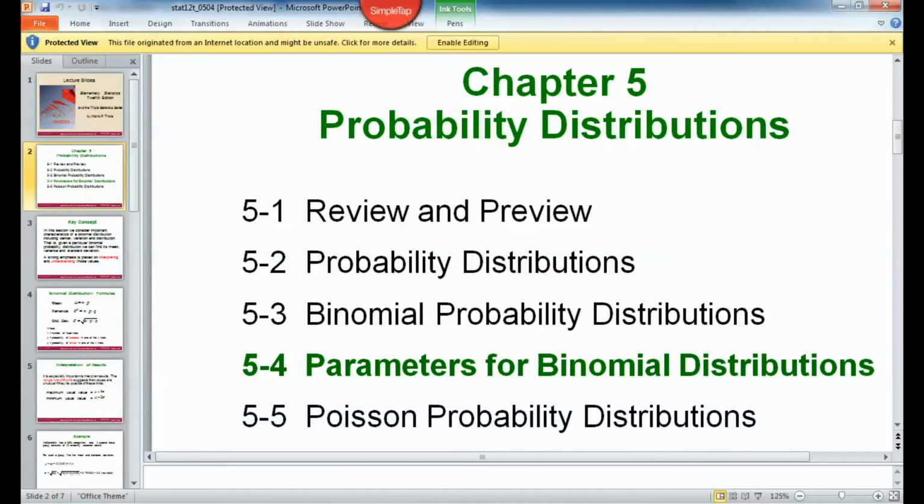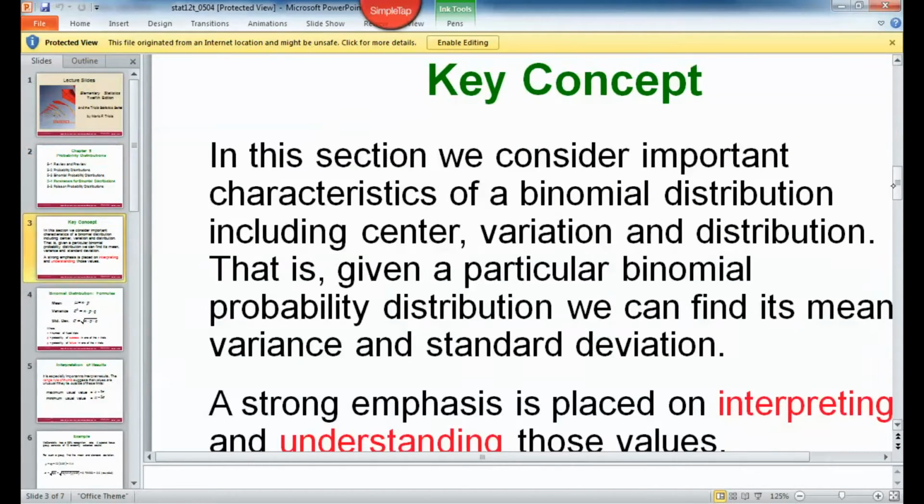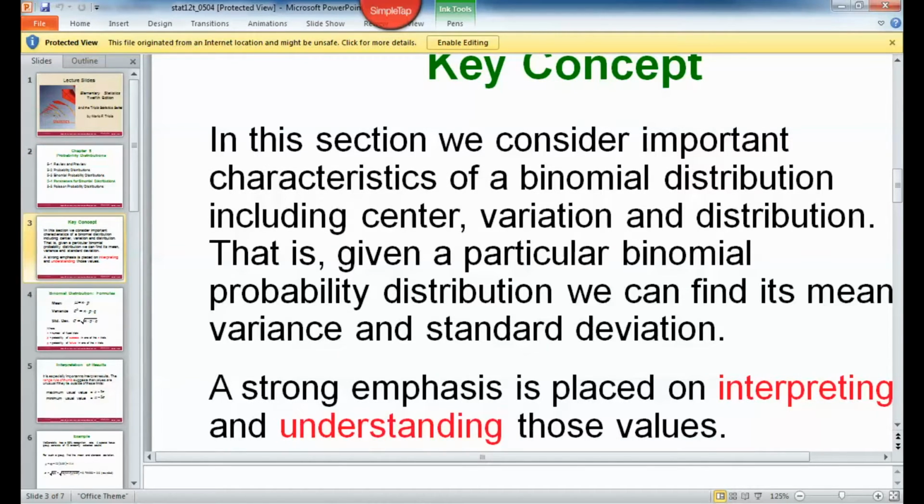All right, 5.4, parameters for binomial distributions. The key concepts of this section says, in this section we consider important characteristics of a binomial distribution including center, variation, and distribution. That is, given a particular binomial probability distribution, we can find its mean, variance, and standard deviation.